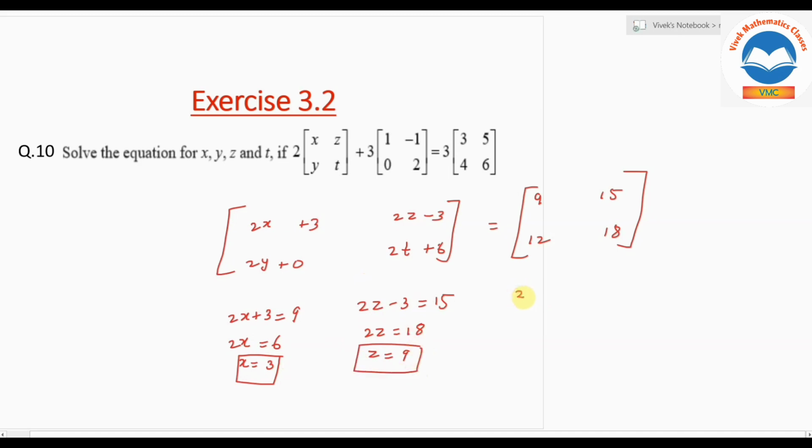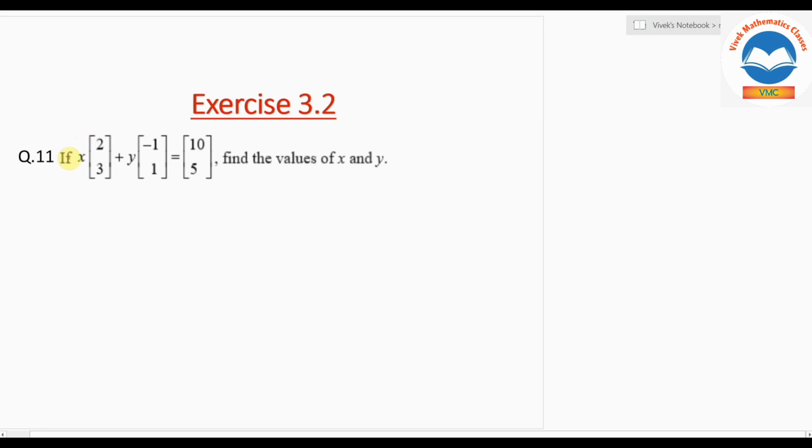Next, if you compare A21 with B21, 2y will be equal to 12, so y will be equal to 6. Next, 2t plus 6 will be equal to 18. So 2t will be equal to 18 minus 6, which is 12. So the t value will be 6. That's all.